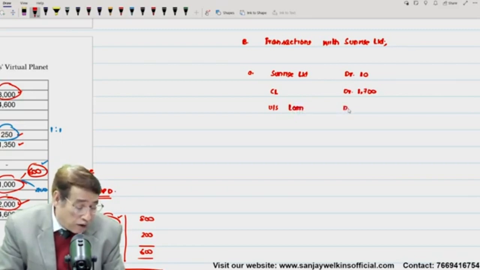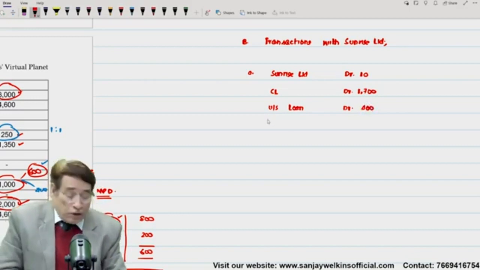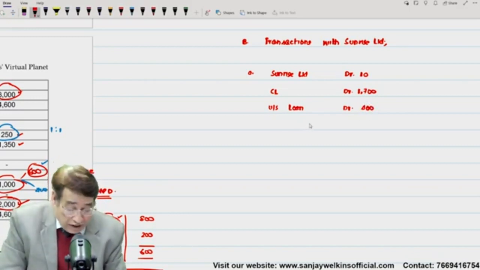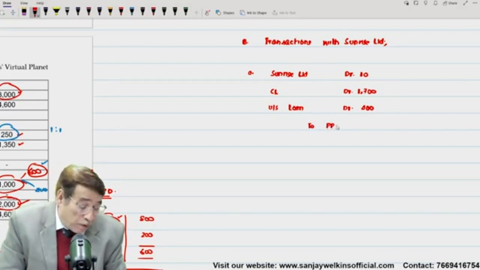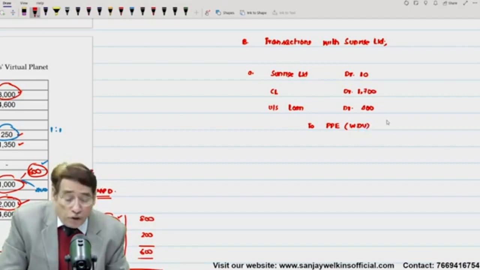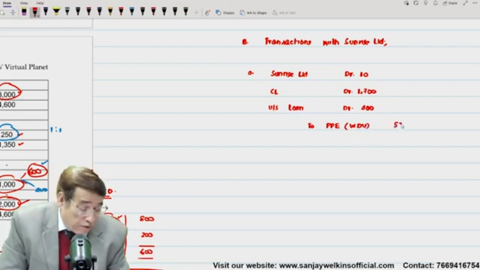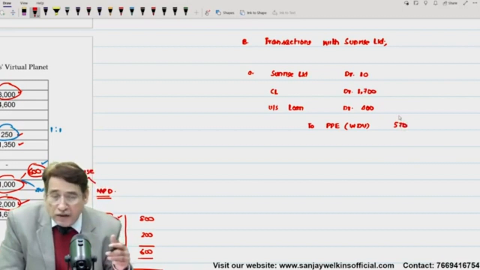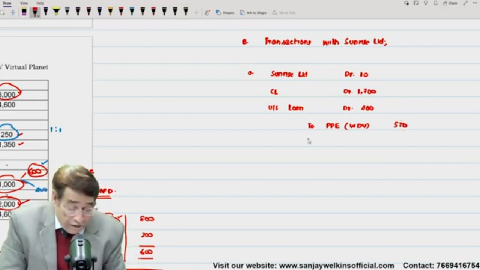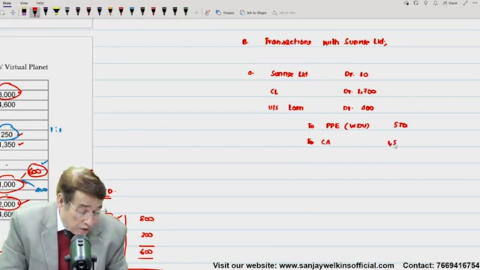Unsecured loan of 400. So I will debit it also, 400. Correct? Two liabilities have been taken over. Besides that, two assets are moving out, property, plant and equipment. Property, plant and equipment at written down value related to new project division, we found out was equal to 570, 600 minus 30 depreciation, net book value 570. And then it also took over current assets of new project division is equal to 1500.